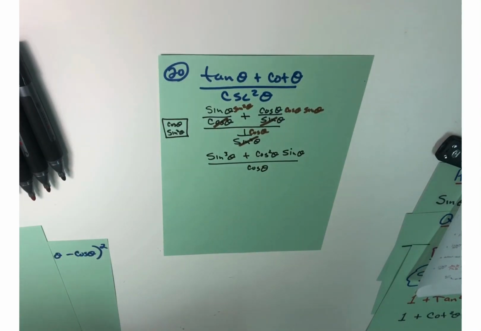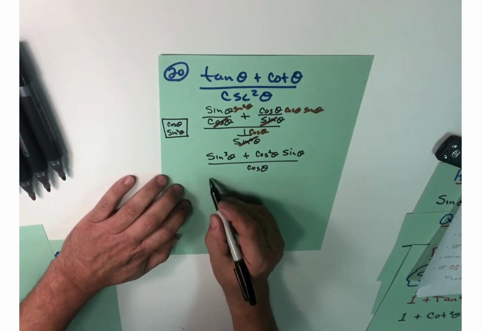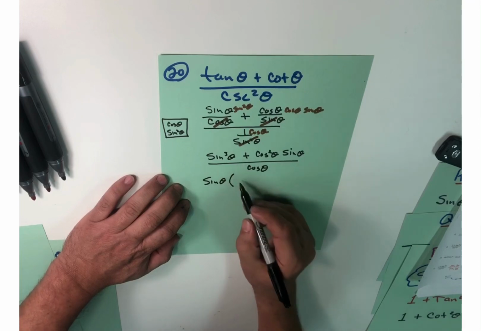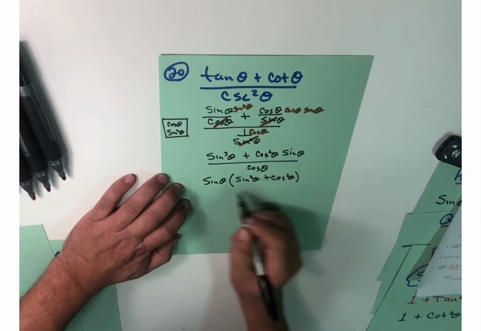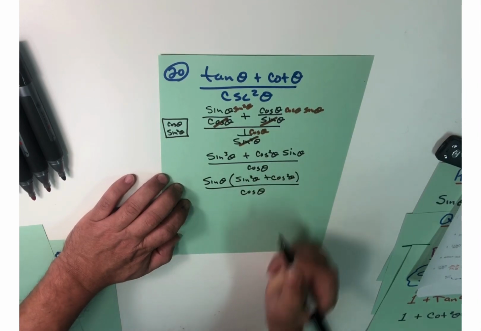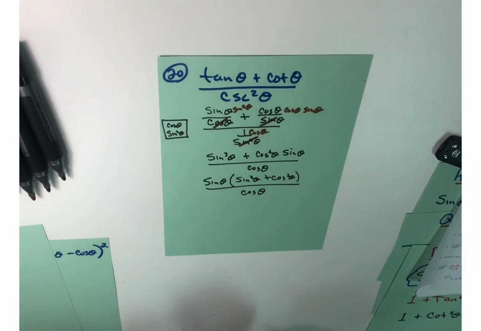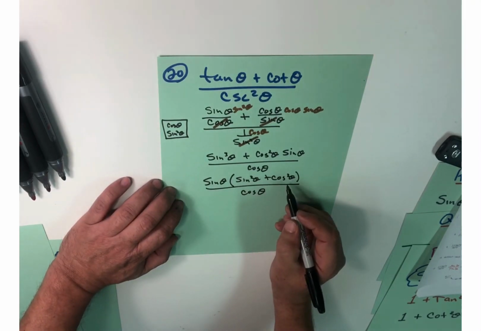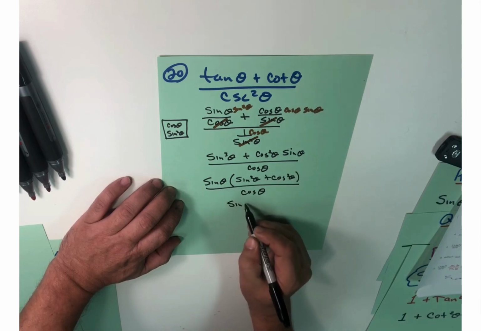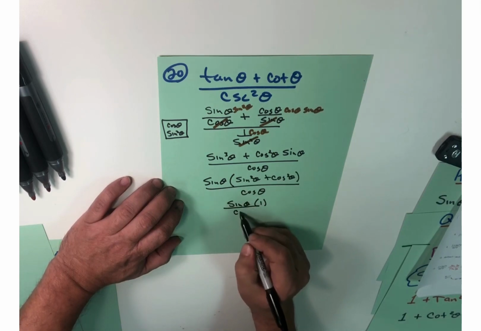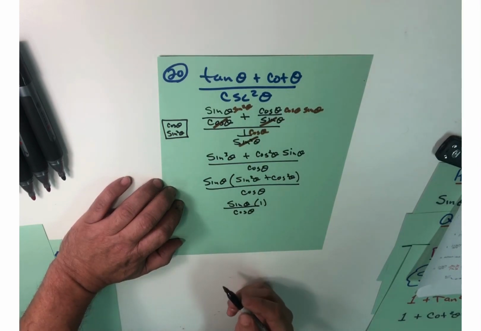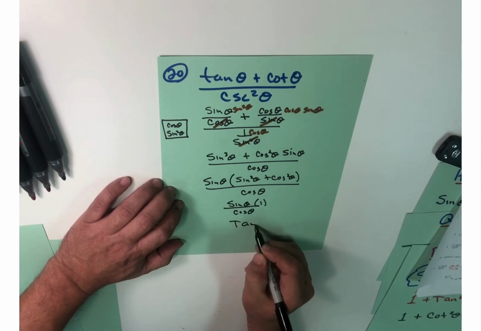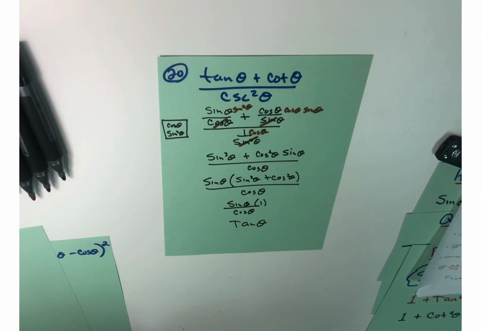So now take a look at the numerator and see what they have in common, that way I can factor out a greatest common factor, which is the sine of theta. If I do that, I will end up with sine squared theta plus cosine squared theta all over the cosine of theta. You should at this point recognize that sine squared theta plus cosine squared theta is 1. So sine of theta times 1 over cosine of theta. And finally, sine of theta over cosine of theta is the tangent of theta. And that is number 20.